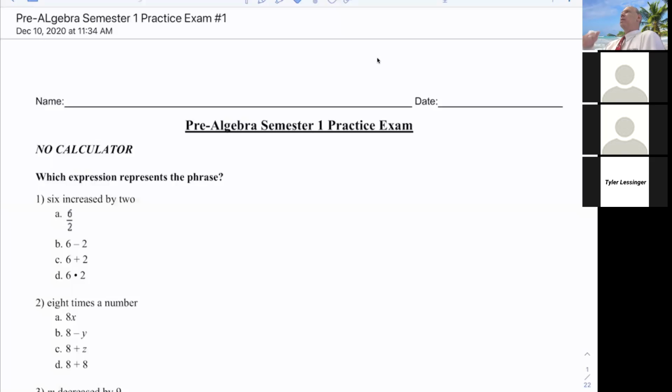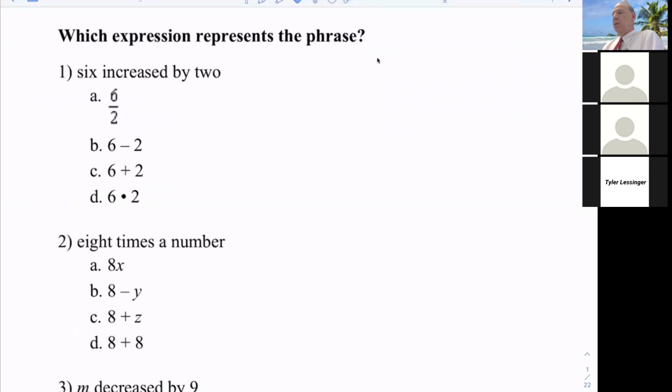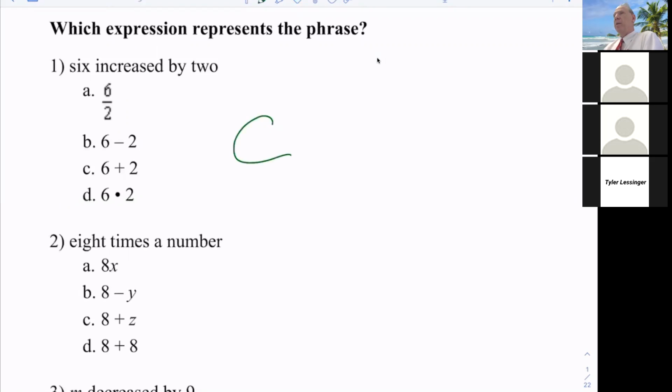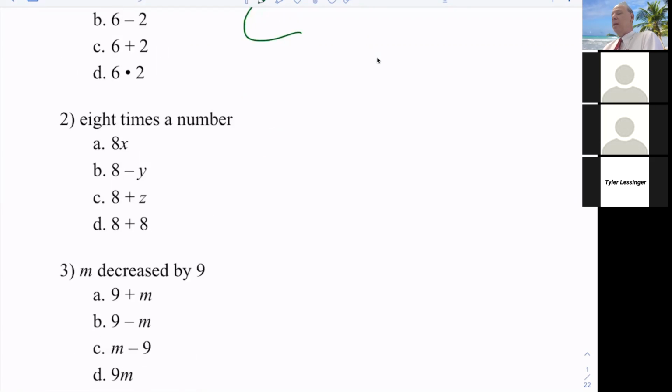I think what you should be doing is highlight every one that you miss so you know to go back and redo it. Okay, that's what I want everybody to do. Okay? 6 increased by 2. Wow. C, think back to chapter 1 when you were having trouble with that. That's what I was wondering. All right, 8 times a number is what?